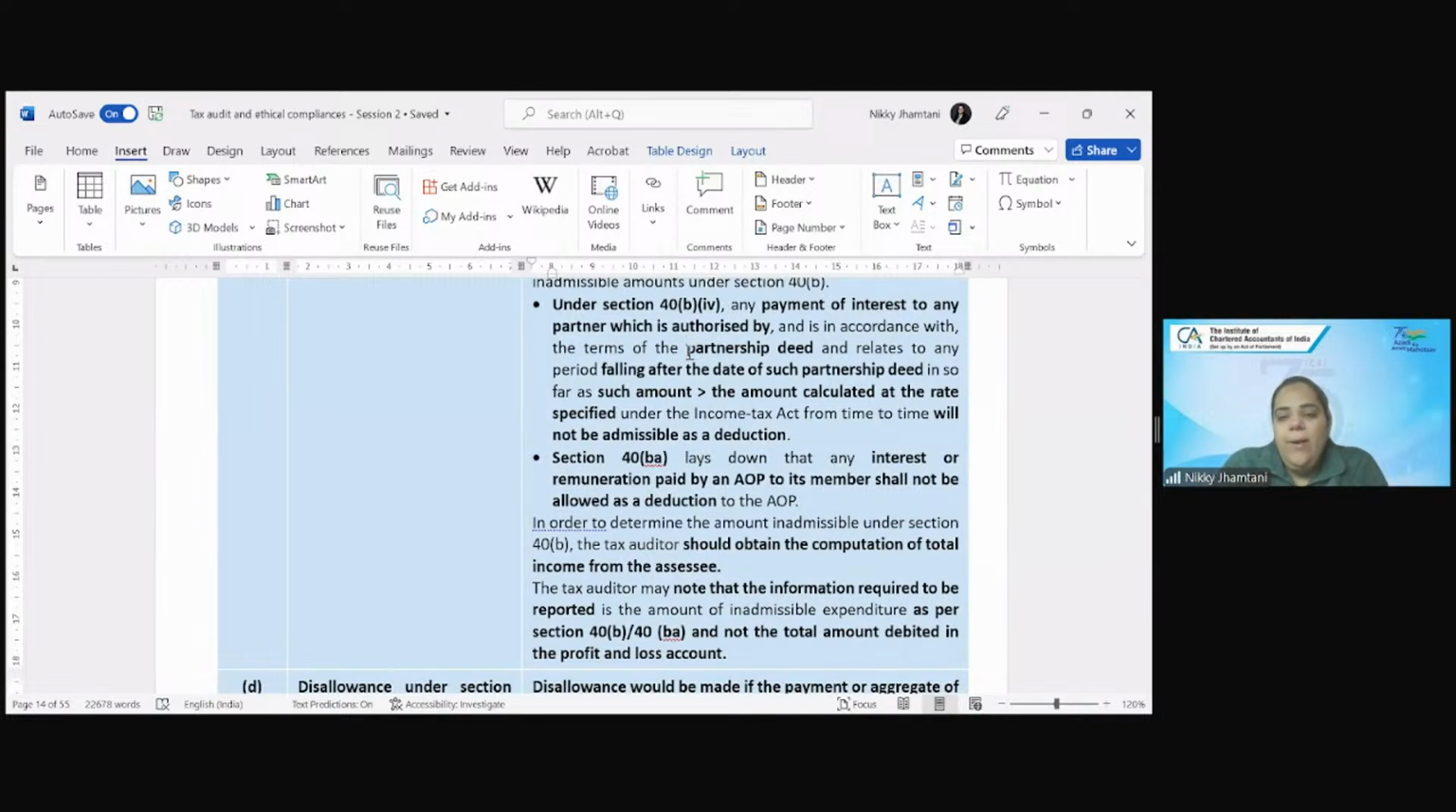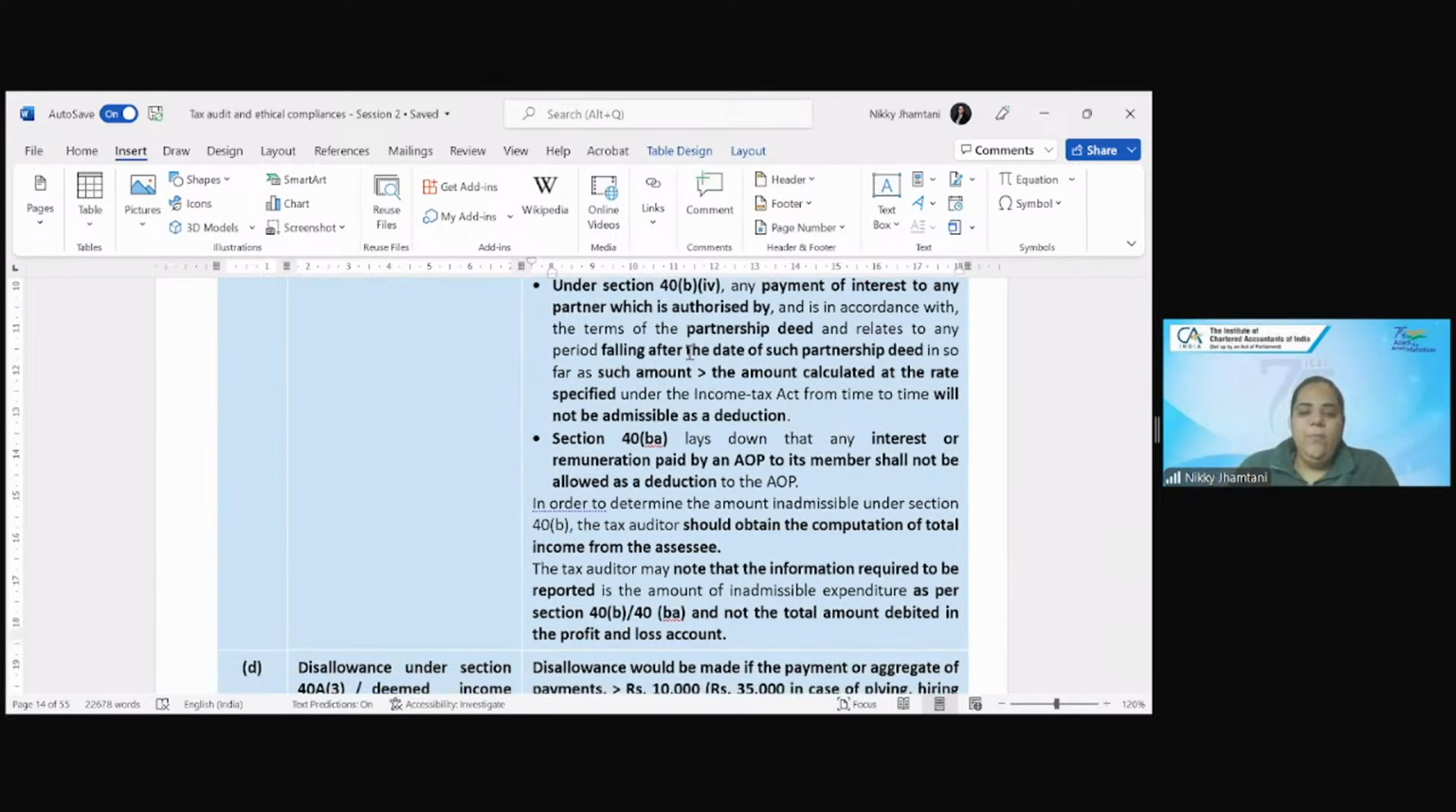In order to determine the amount inadmissible under 40B, the tax auditor should obtain the computation of total income from the assessee. The tax auditor may note that the information required to be reported is the amount of inadmissible expenditure as per 40B and 40BA, and not the total amount debited in the P&L account.